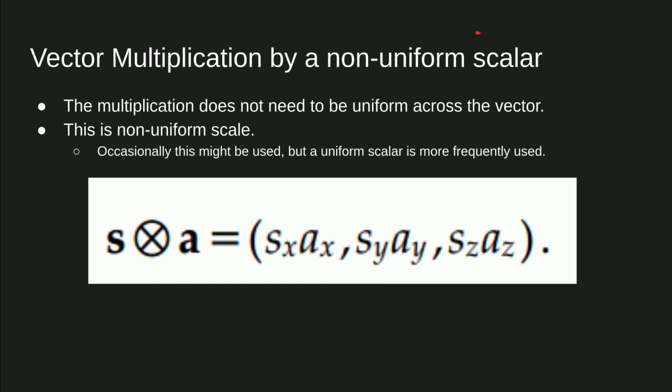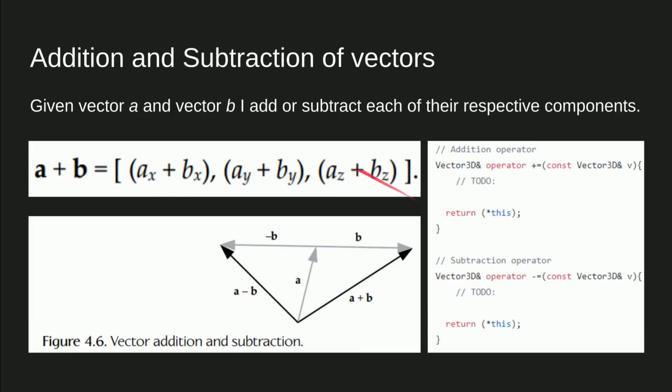Other operations you might sometimes see on vectors: multiplication by a non-uniform scalar. That just means we can have scalars s of x, s of y, s of z that have different values, and that is a component-wise multiplication. Addition and subtraction of vectors. Again, this would work as expected, but just each component at a time. Subtracting one from the other or adding one to the other, whichever operation you're doing, for each of the respective components.